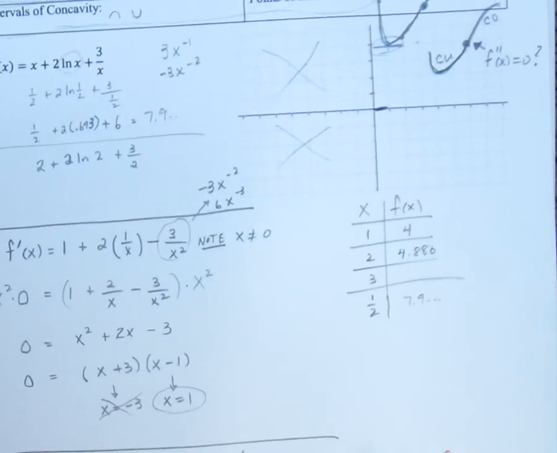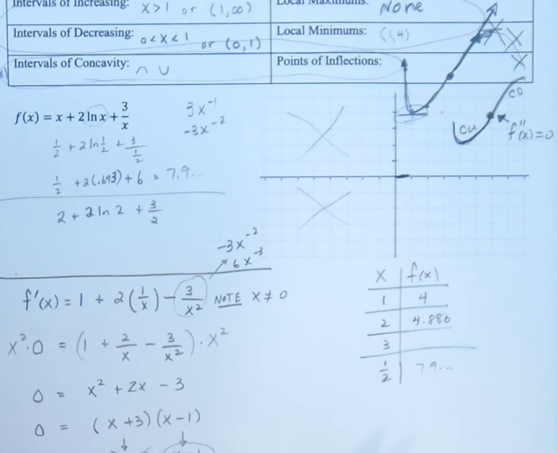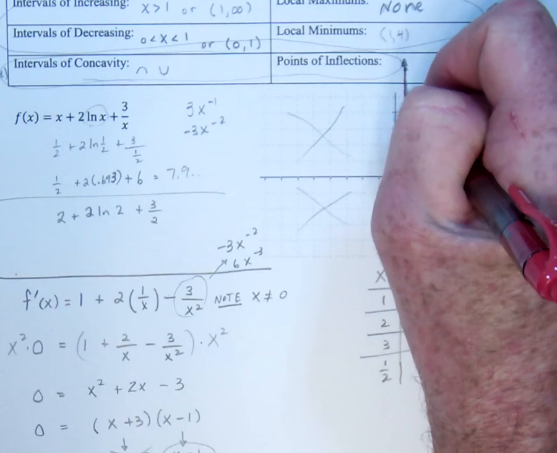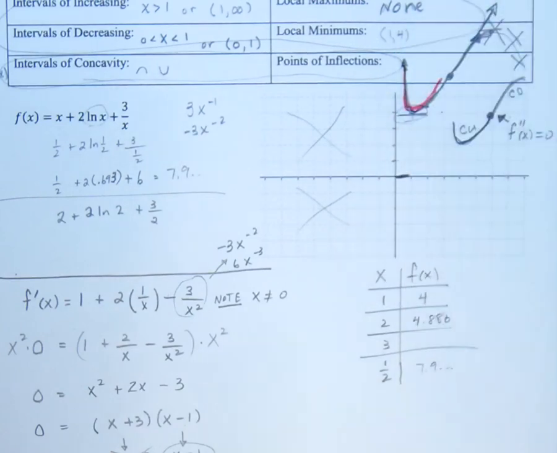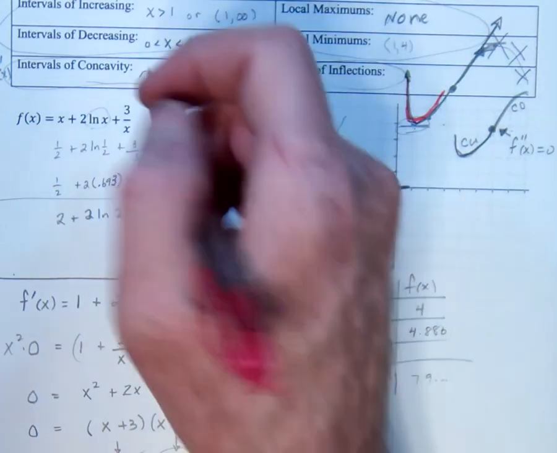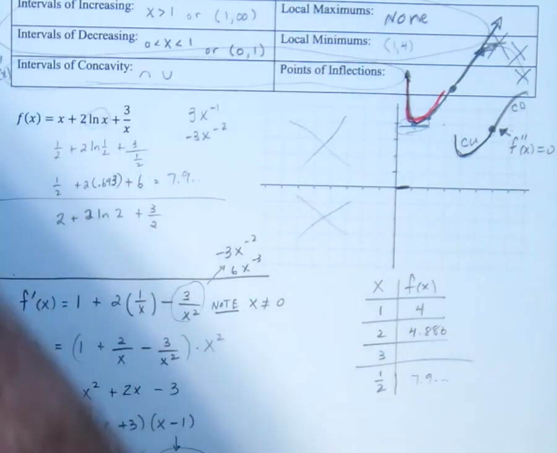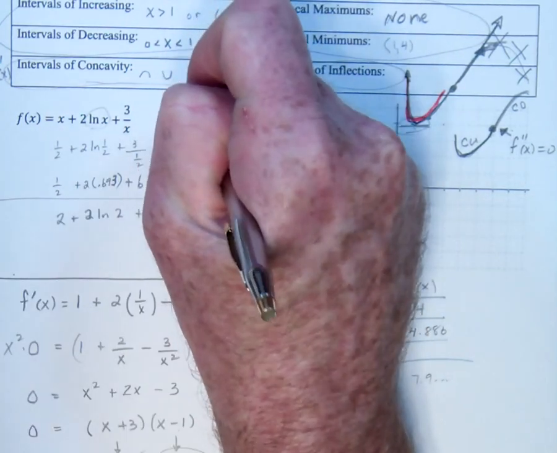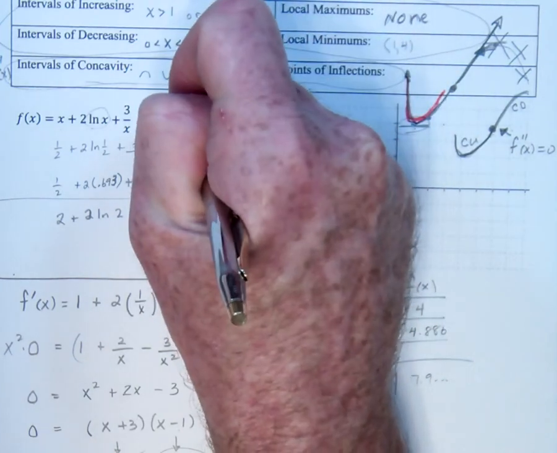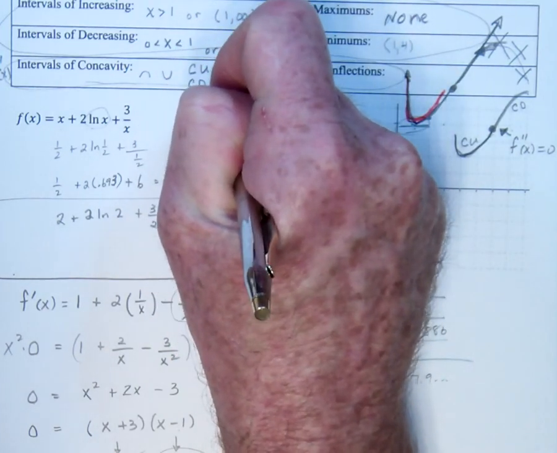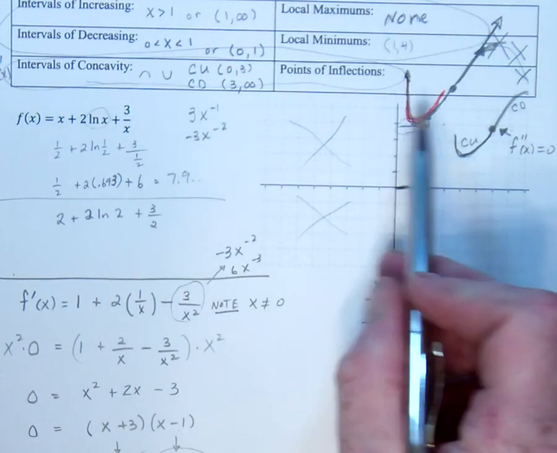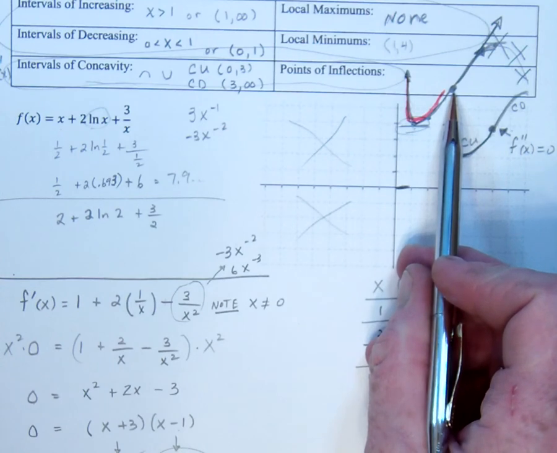Okay, let's see if we can finish this up. Intervals of concavity. So this part is concave up. So that's when x is between 0 and 3. So concave up between 0 and 3. And then concave down from 3 on. Last, the point of inflection. So that's this point right here when x equals 3.